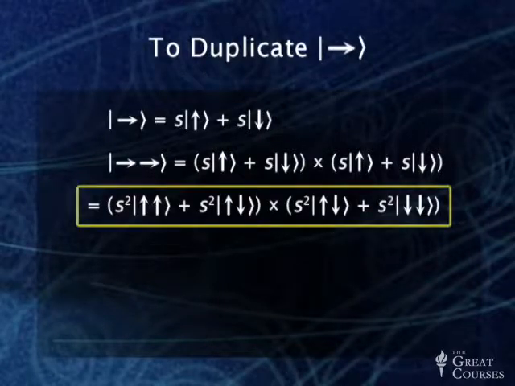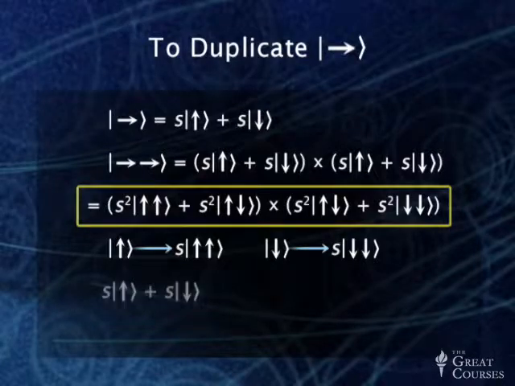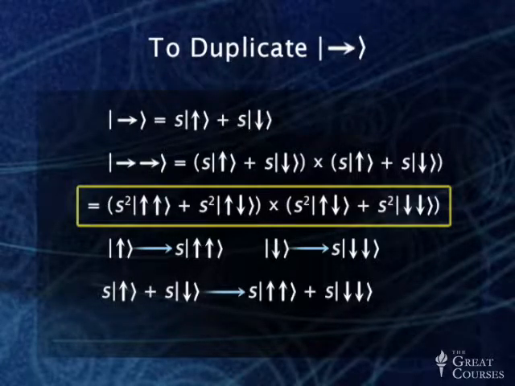But what state do we actually get out of the quantum cloning machine? Remember, the quantum cloning machine applies update rule number 1, and it takes up to up up and down to down down. So it's got to take a superposition s up plus s down to s up up plus s down down. That's not what we want at all. The 2 output spins are entangled. This is not the product of right and right.